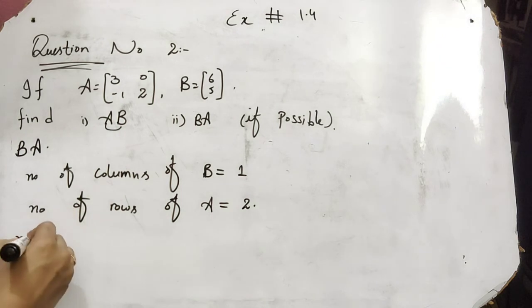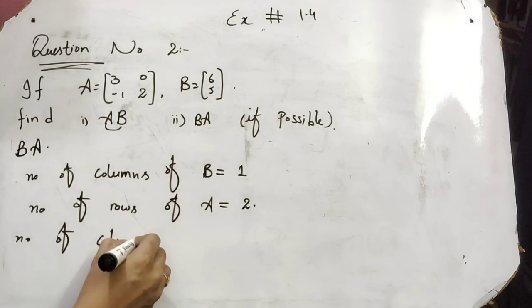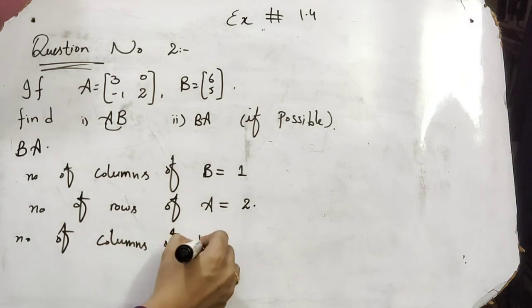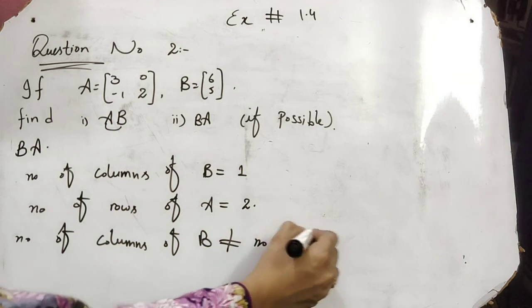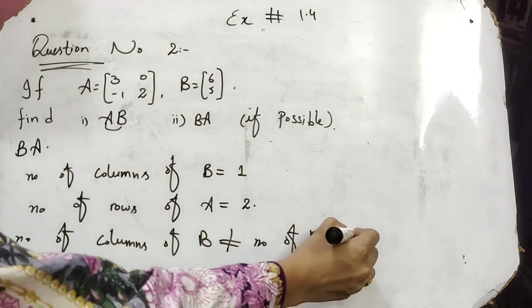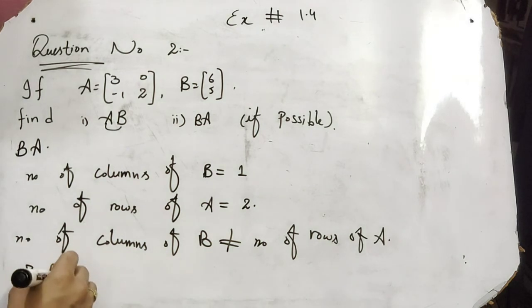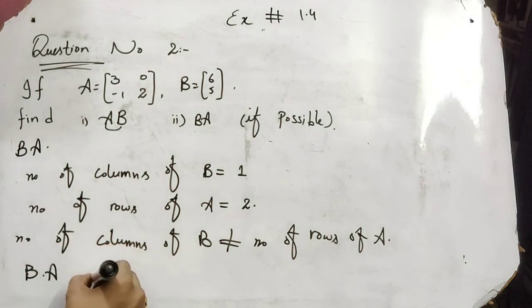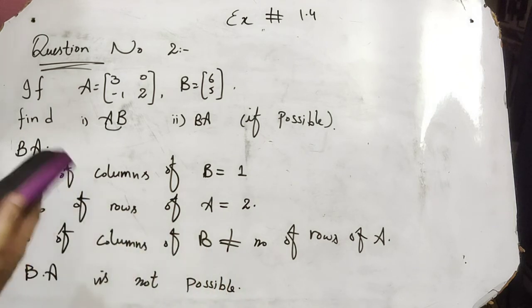So the number of columns of B is not equal to the number of rows of A. So BA is not possible. It means the product of matrix B with matrix A is not possible.